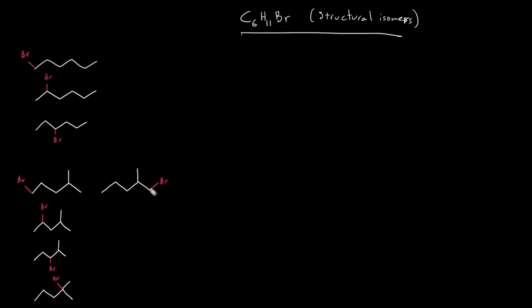Because this one is right next to the methyl, this one is not. So this is actually a different compound. This will be 1-bromo-2-methylpentane, whereas this is 5-bromo-2-methylpentane. So these are different compounds.